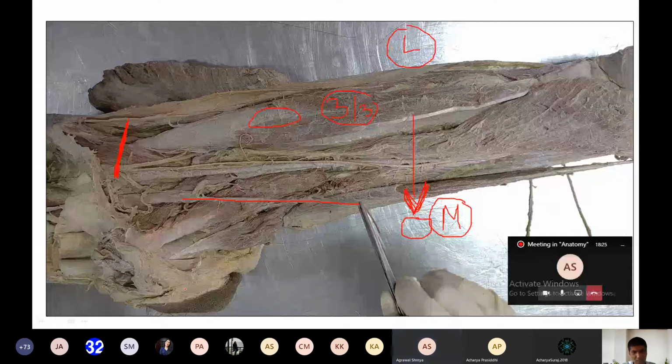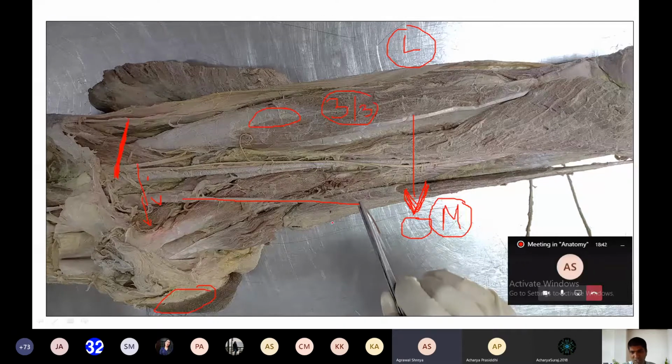See here, this is the perineal region. Number one. Number two, already we have counted the structures. The femoral vein is lying towards the medial most side among these three structures, isn't it? So this is the femoral vein, this is the femoral artery, and this one is the femoral nerve. And other than this, here you can see one muscle. This muscle is the gracilis.